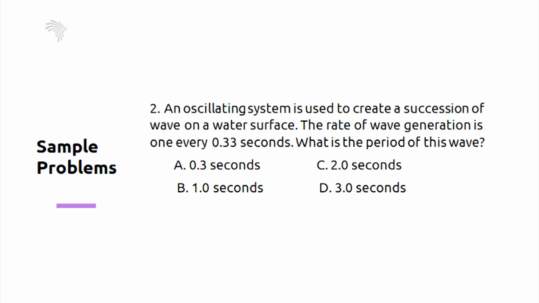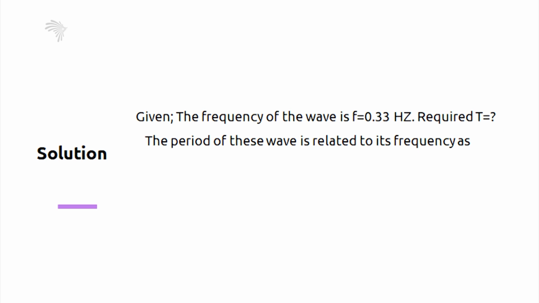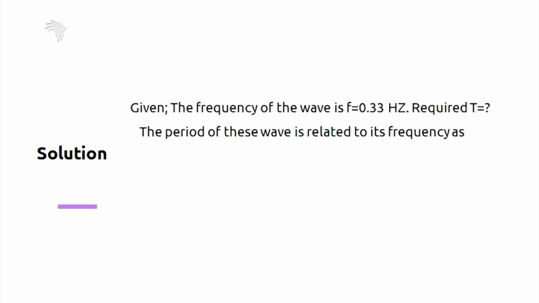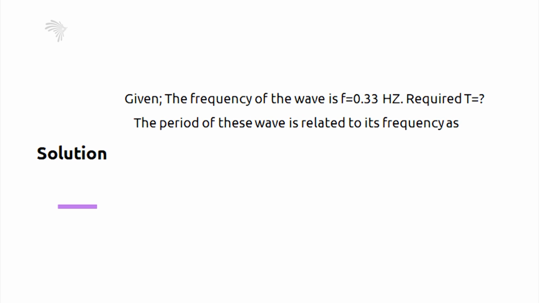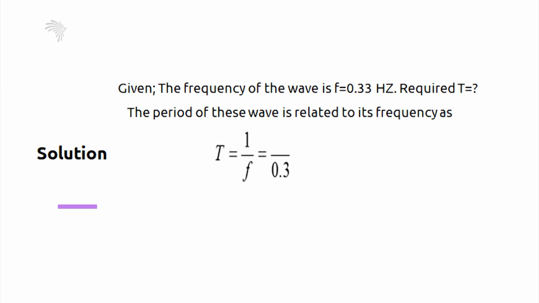In this problem, we are given the frequency of the wave, which is 0.33 Hz. So you are simply required to calculate the period. And we know obviously that the period is the inverse or the reciprocal of the frequency. So period is equal to 1 over frequency. 1 divided by 0.33 Hz gives us 3 seconds. So the answer is D.